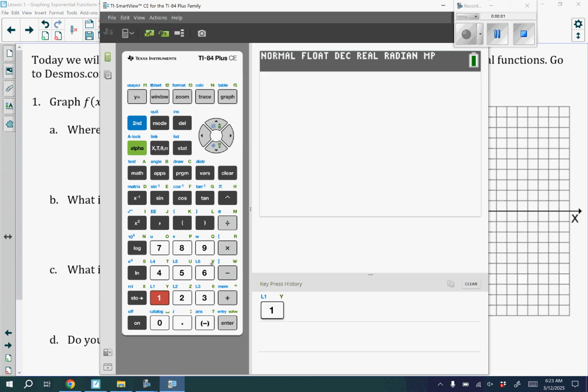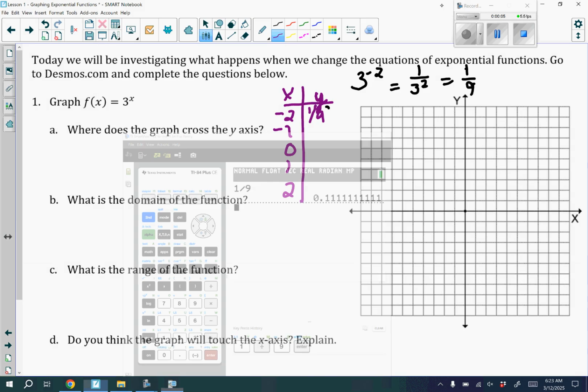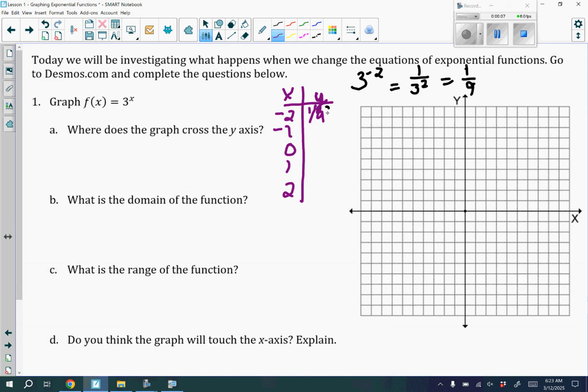Plug 1 divided by 9 in our calculator, we get about 0.11, okay? So you can either write it as a fraction or a decimal. It's kind of up to you. Okay, we're going to do the same thing. So we do 3 to the negative first. Okay, so when we do this, we get 1 over 3 to the first, which would just give us 1/3.